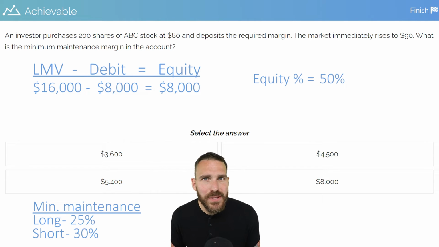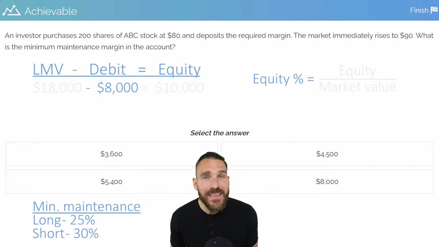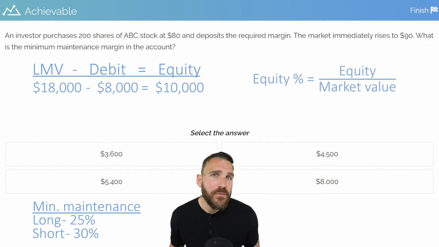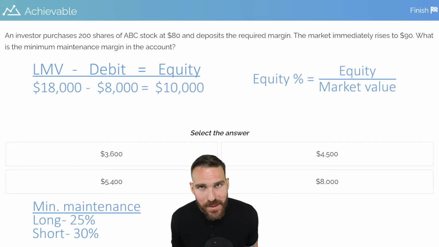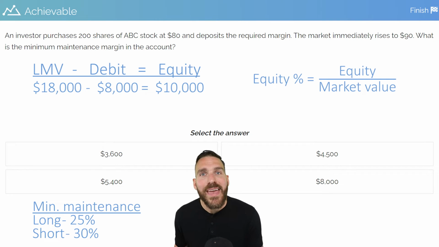The question tells us that the market price of the stock rises to 90. So with that being said, we'll need to recalculate our equity formula. 90 times 200 shares is $18,000. So our new equity formula is 18,000 minus that original $8,000 debit. The debit doesn't change unless we borrow more money or pay back some of that borrowed money, and neither of those things happened. So $18,000 minus $8,000 leaves us with an equity level now of $10,000.